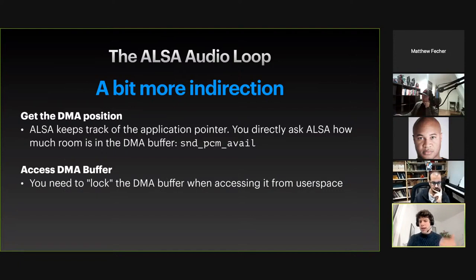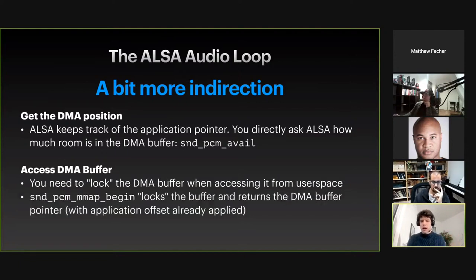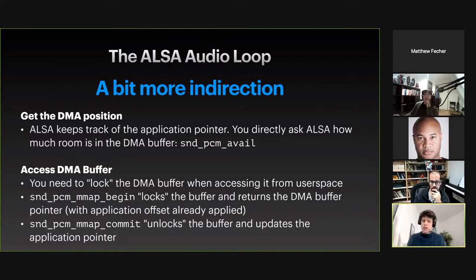So before writing into it, you have to lock it. You do this by calling PCM mmap begin, and that will return a pointer into the DMA buffer for you. But that pointer will already have that application pointer offset applied for you. And when you're done using it, you call sound PCM mmap commit, which unlocks the buffer.